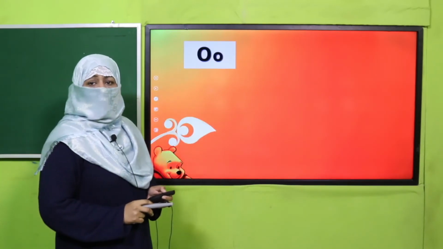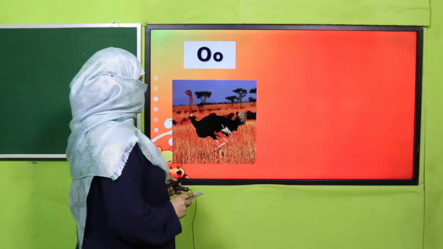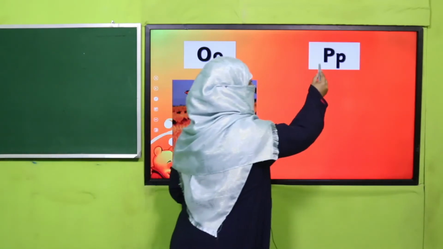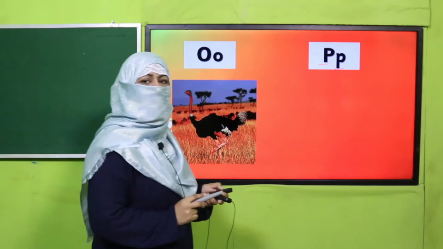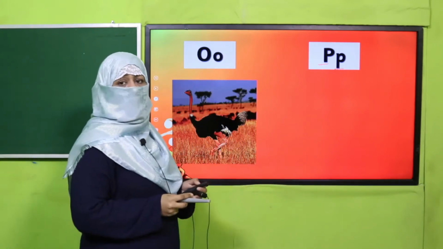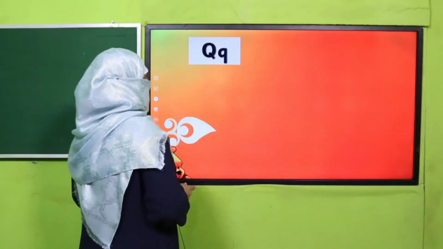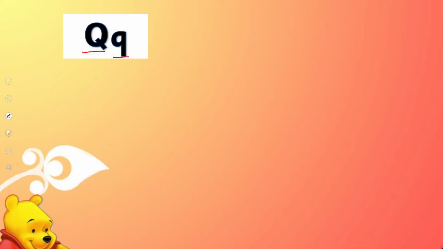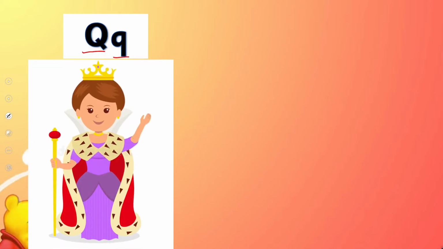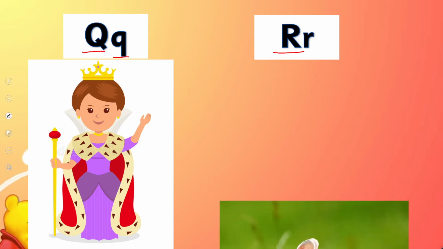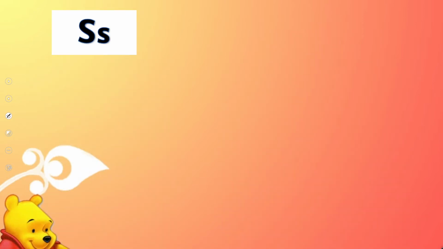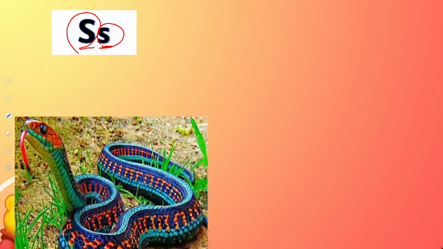O, ostrich. P, capital P, small p. And what is this sound? Peacock. Q, queen. R, rabbit. S, small s and capital S. Snake.